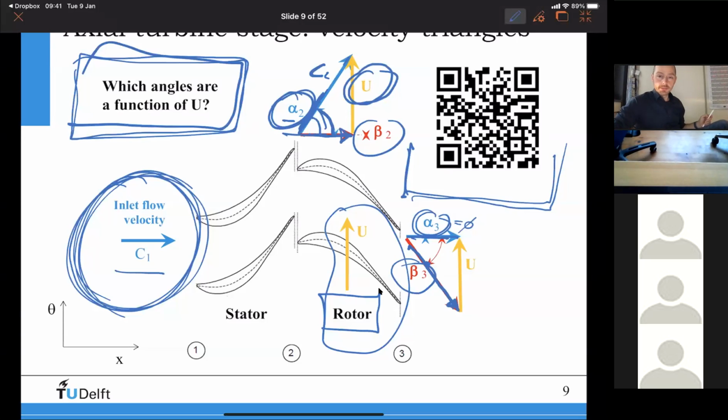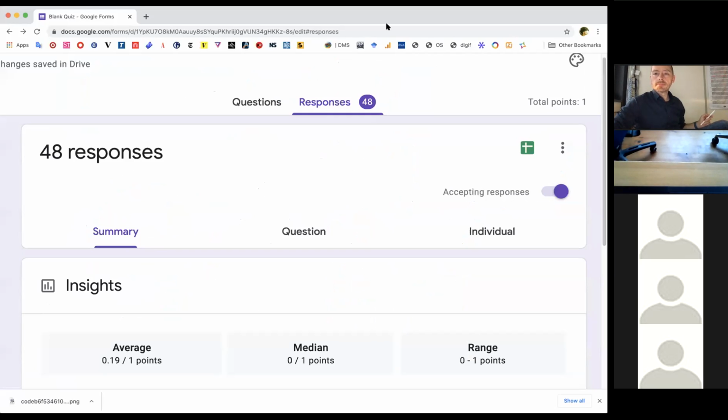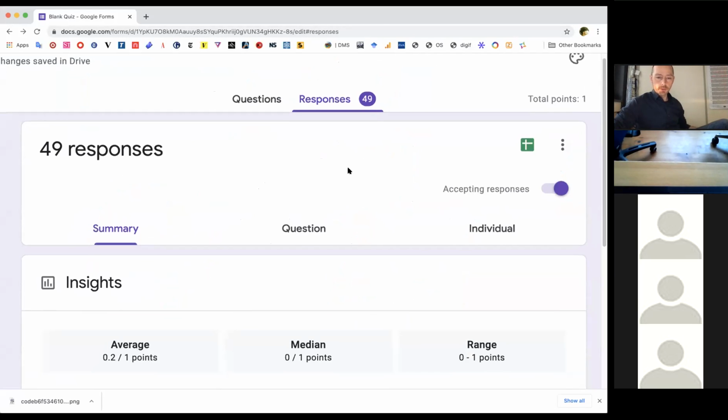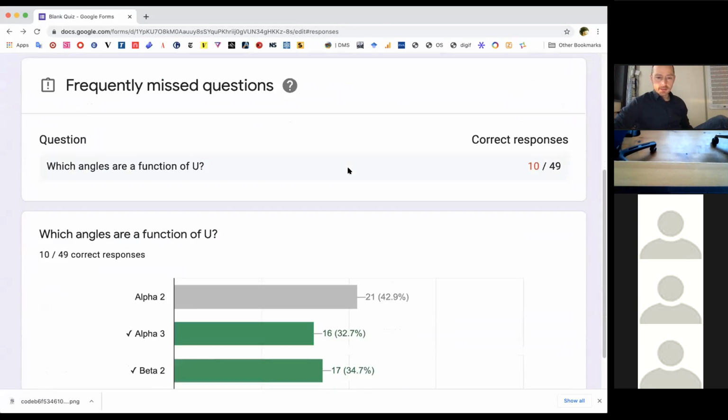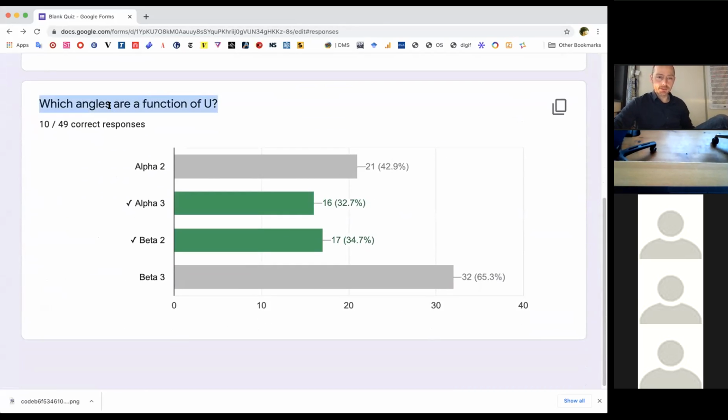Okay, so I will go back to this and share it with you. Okay, 49 responses, and the answers were, which angles are a function of u? And you were saying alpha 2. You see, the gray bars are the wrong answers, and the correct answers are alpha 3 and beta 2. So the correct answers actually are the ones with the least answers.